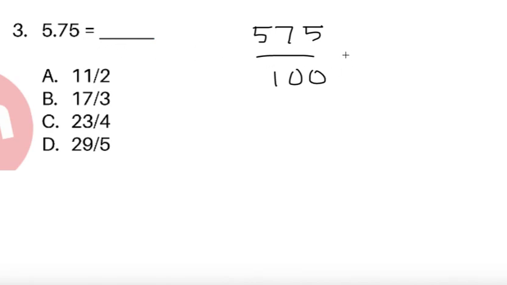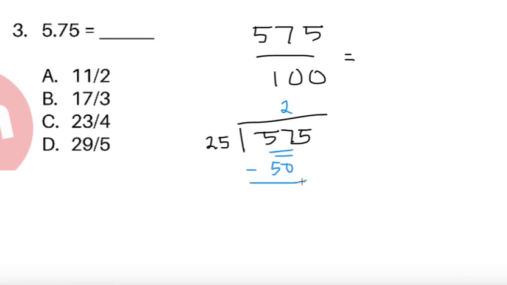And all I have to do is simplify this fraction. Now, since 575 ends in 75 and 100 ends in 0, I know that these two numbers have a common factor of 25. So we can try to divide 575 by 25. How many times does 25 go into 57? It's twice. So 50, we just use division.